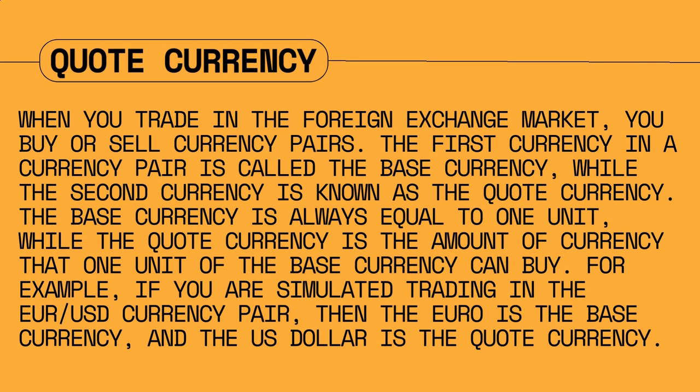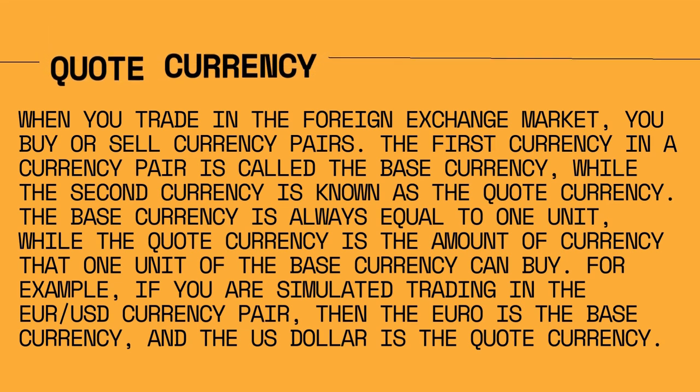Quote currency. When you trade in the foreign exchange market, you buy or sell currency pairs. The first currency in a currency pair is called the base currency, while the second currency is known as the quote currency. The base currency is always equal to 1 unit, while the quote currency is the amount of currency that 1 unit of the base currency can buy. For example, if you are simulated trading in the Euro USD currency pair, then the euro is the base currency, and the US dollar is the quote currency.